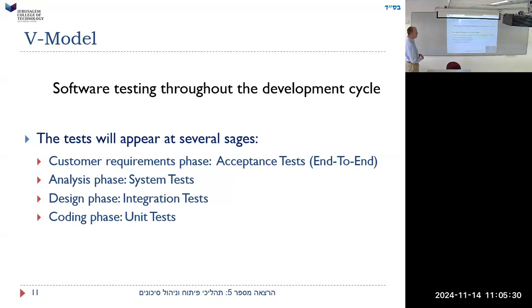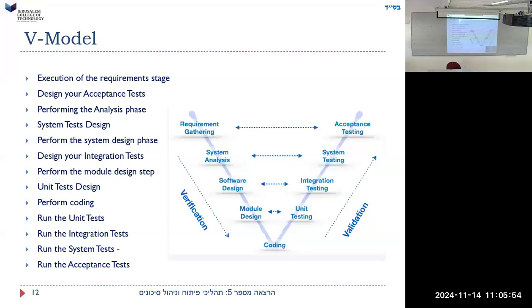All right, another one is the V model. Software testing throughout the development cycle. So we're testing while we develop, not just at the end. Tests will appear at several stages. Customer requirement phase, acceptance tests. So in other words, even at the beginning, we're going to have some kind of testing when we get the requirements from the customer. Analysis phase, system tests. So here, I'll show you the picture. It's going to say the same thing.